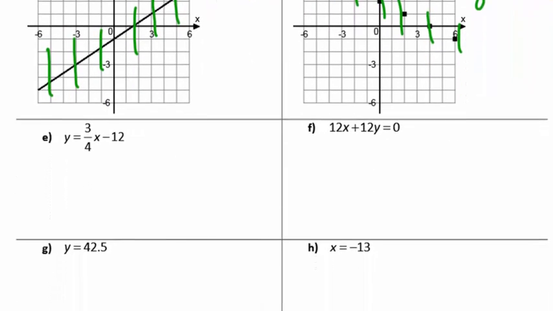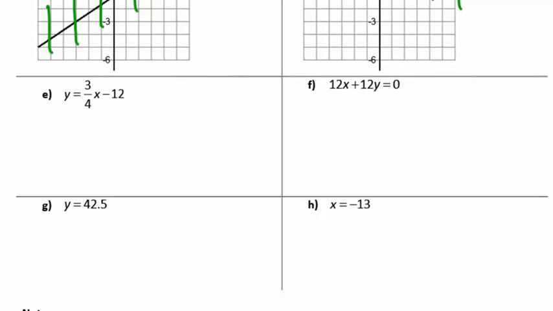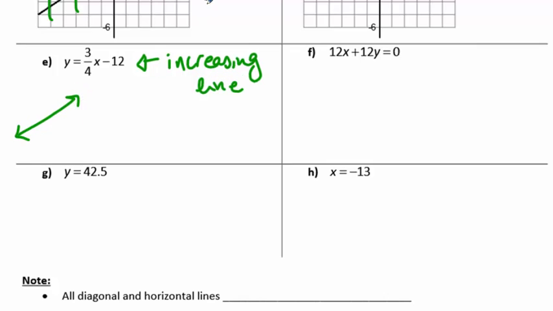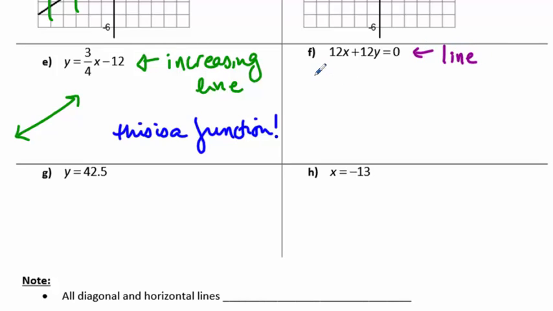In parts E, F, G, and H, the equations are written. We cannot see the graph, but I know what the graph looks like. What I know is that this is an increasing line, so I know that it has this shape to it. Anything that has a linear shape, an increasing line or a decreasing line, is a function. I don't know if the next line is increasing or decreasing, but I do know that it's a line. So regardless of whether it's a decreasing line or an increasing line, it is a function.